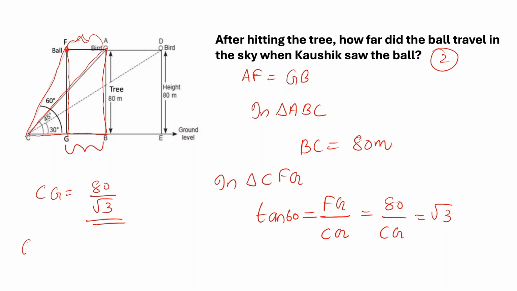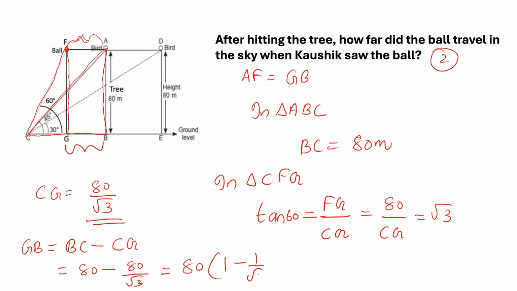You want to find GB, right? So GB equals BC minus CG. So AT minus AT divided by root 3. You can take AT as common. 1 minus 1 by root 3 meter. This is the answer.